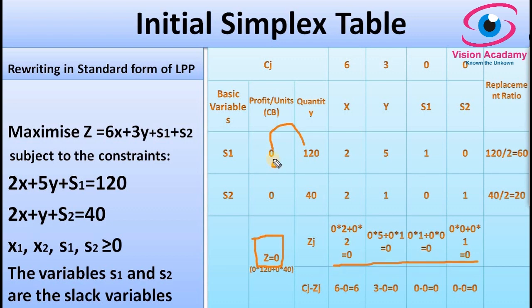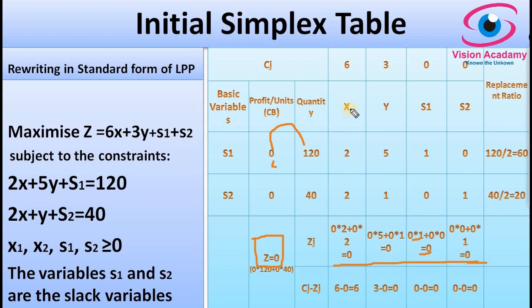Look at here, you can take an example. 0 into 20 plus 0 into 20, 0 into 50, 0 into 10, 0 into 10, 0 into 0, the value is 0, and 0 into 0, 0 into 10, so the value is 0. Since we are multiplying by 0, all other values will become zeros only. So all Zj values are 0.